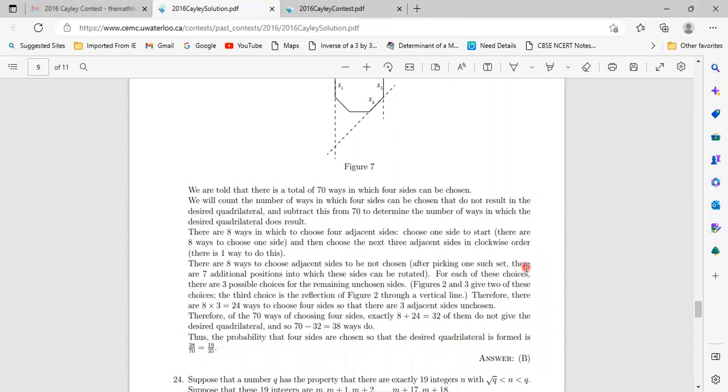Okay, so they're coming back to the question again. We are told that there is a total of 70 ways in which four sides can be chosen. This statement is already given in the question. We will count the number of ways in which four sides can be chosen that do not result in the desired quadrilateral and subtract this from 70 to determine the number of ways in which the desired quadrilateral does result. We do this in probability.